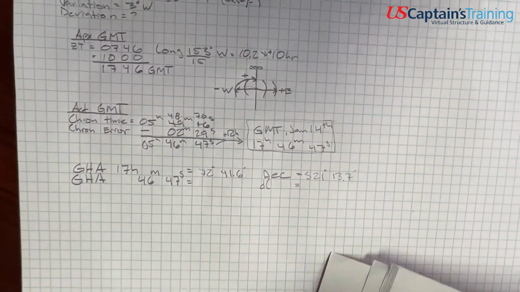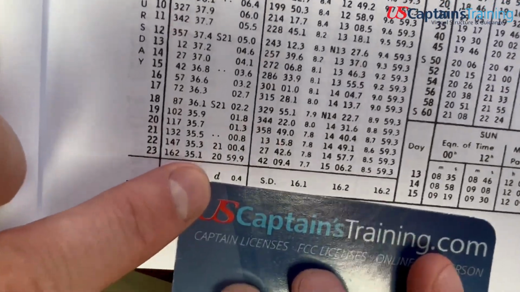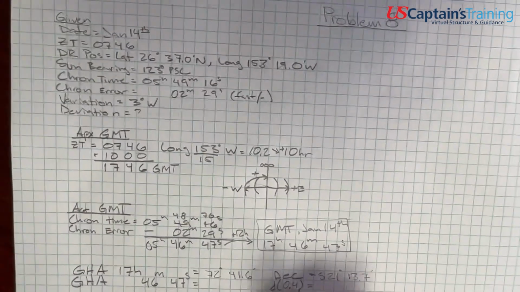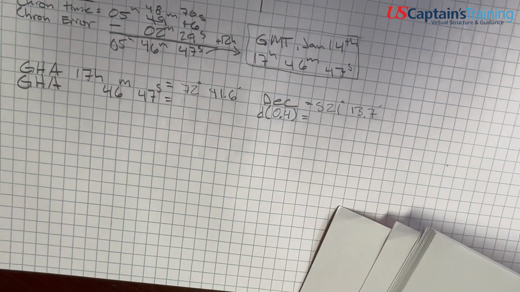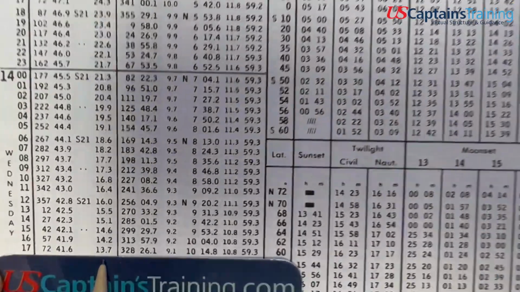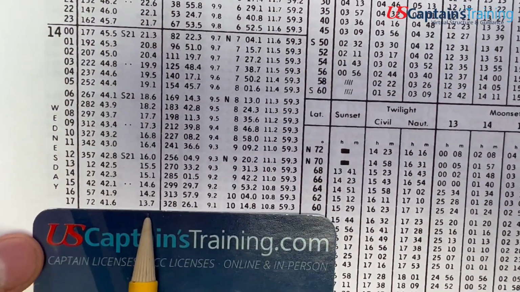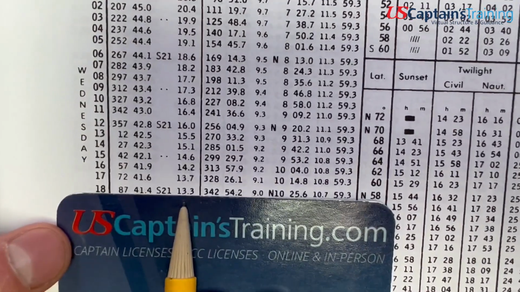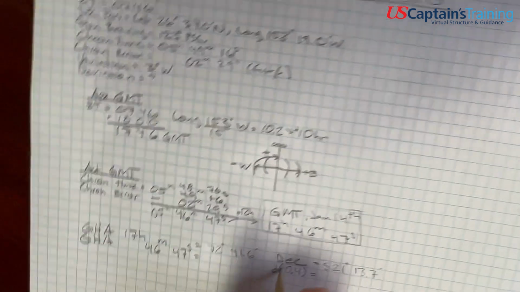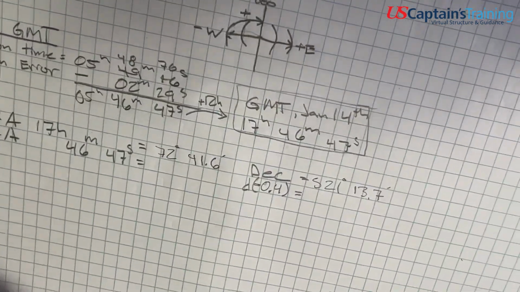Let's get our D correction, which down here you'll see is 0.4. Now, do we add that or subtract it? That's what we need to figure out. And the way we figure that out is we come to our declination. So January 14th, 17 hours. And here is our declination, S21, 13.7. Now go down to the next hour. Is it getting bigger or smaller? It's getting smaller. So we subtract this. So we're going to subtract this in the end, in the next step.